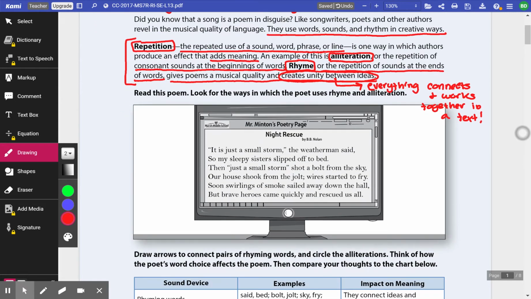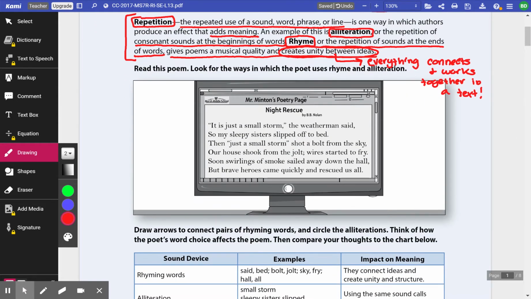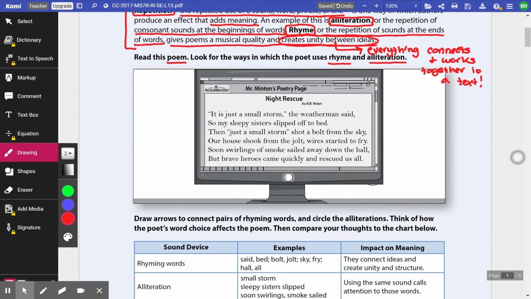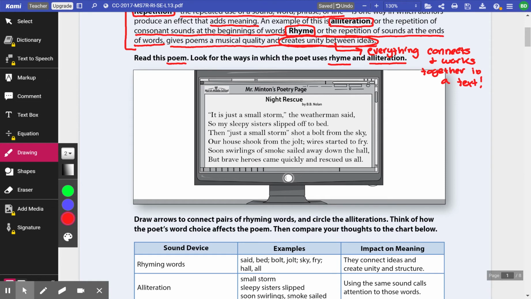All right, so now that we have looked at our intro, let's see what our directions are asking us to do next. They say to read the poem. We already know we're dealing with a poem. Then we're going to look for ways in which the poet uses rhyme and alliteration. So we're looking for examples of the ending sound that's the same and the repetition of our consonant sounds.